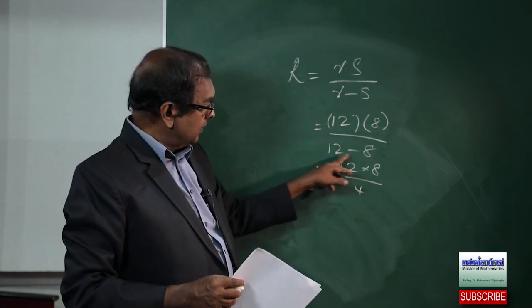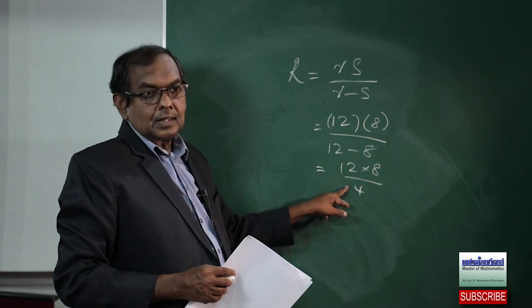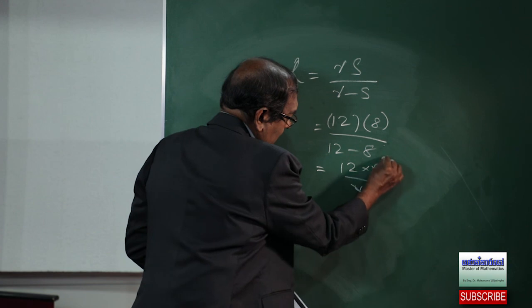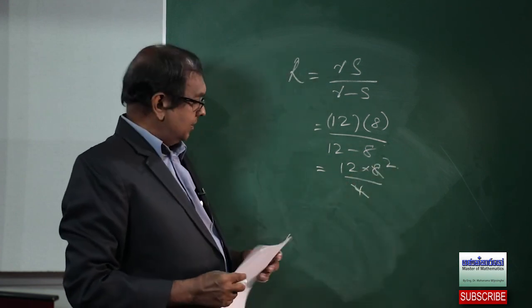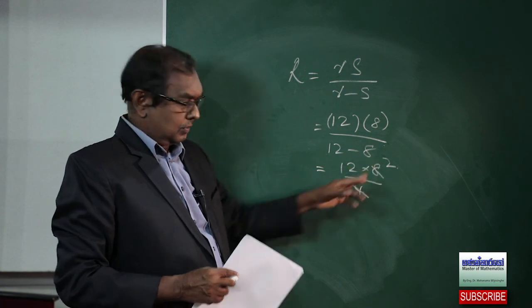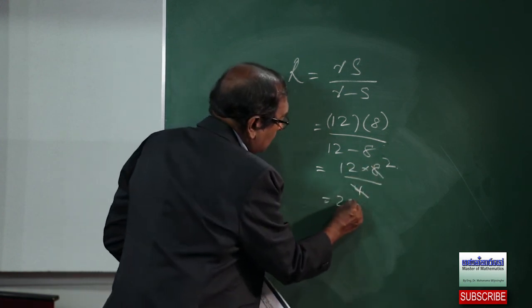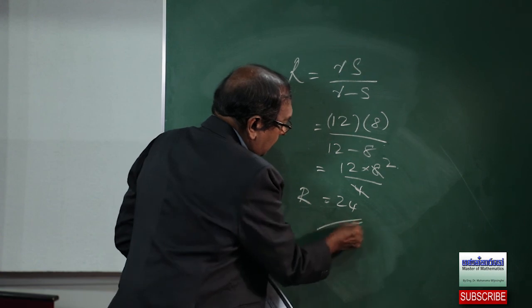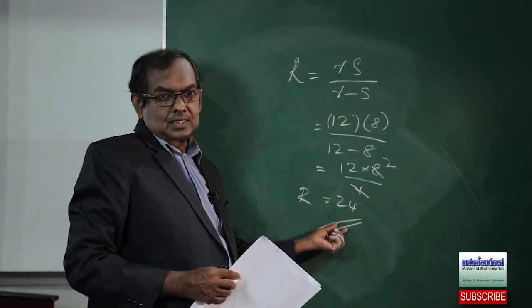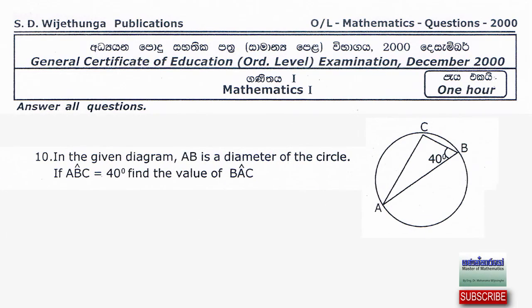Initially I did not get the multiplication. Now it is easier. 4 into 2, 8. What is the total value? 12 into 2, 24. Then the value of R is 24. This is the answer. Next question is number 10.